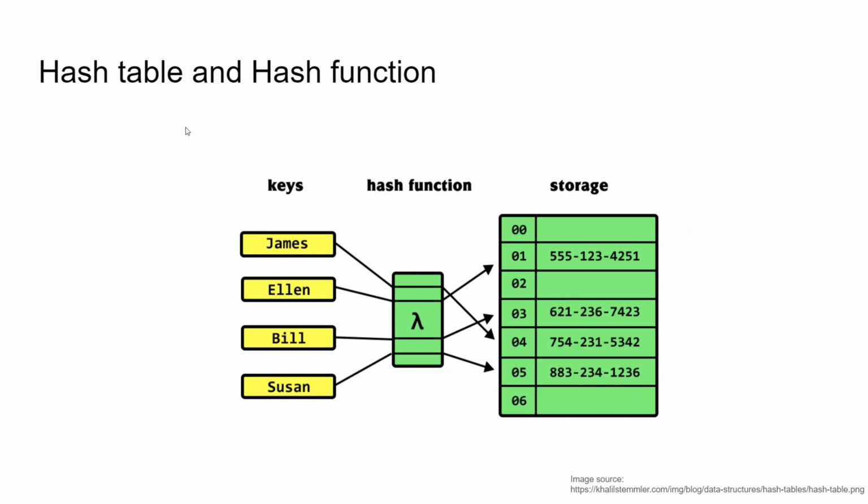A hash table is a data structure class that stores keys and values. And the hash function takes as input the key and returns an index that's within the size of the hash table.